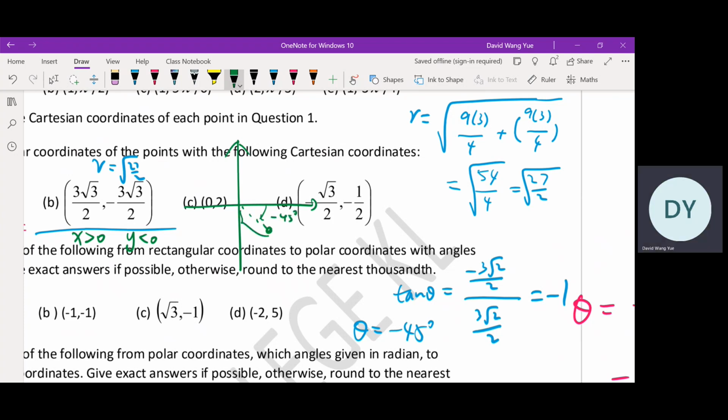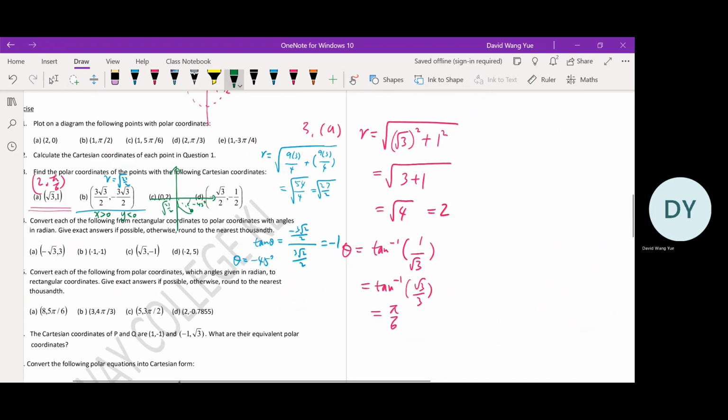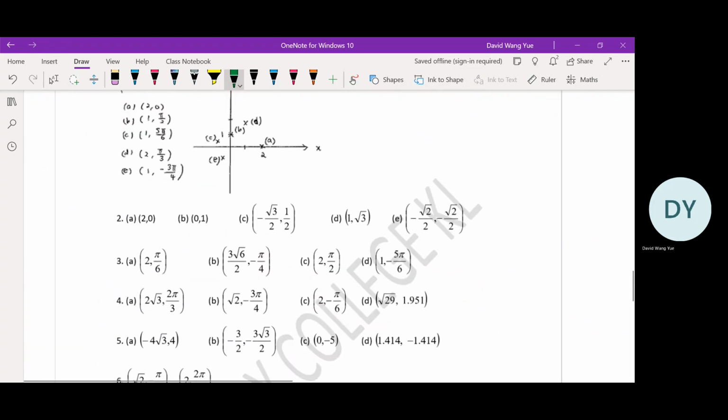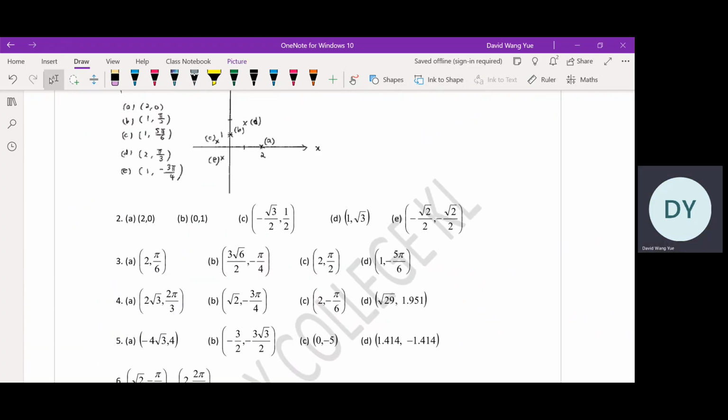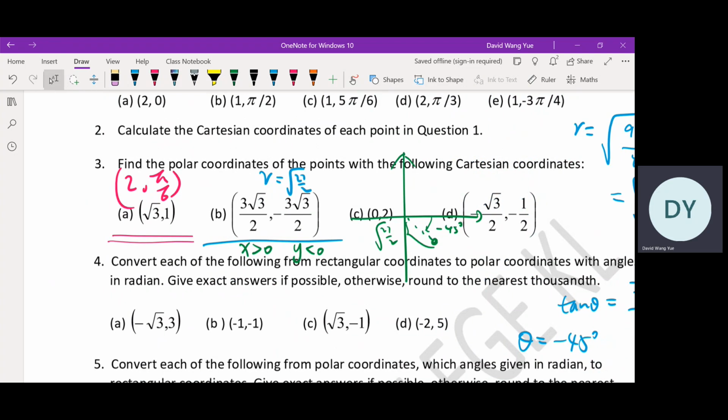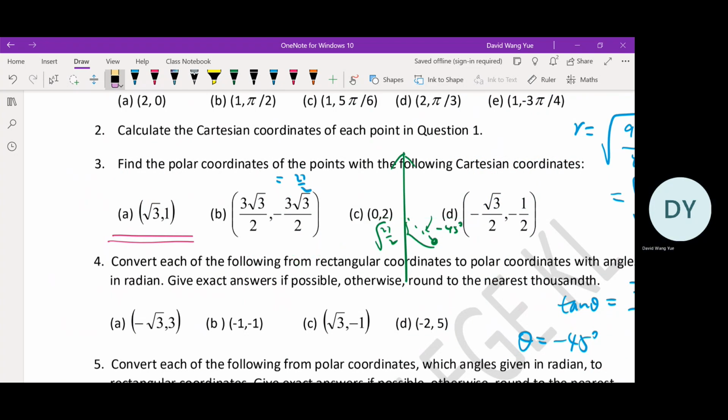And then the length should be √27/2. Let's check. Yeah, √27/2, which is 3√6/2. Okay. Now, why do I say that? Because in some other question, you may get it wrong if you don't know the quadrant. For example, part D.